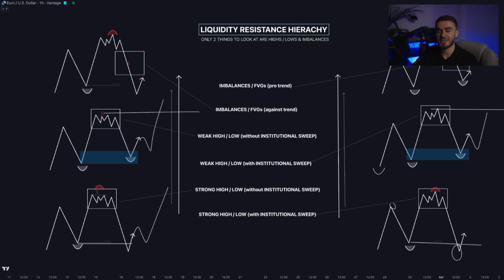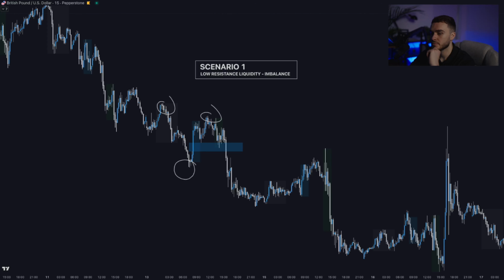So now let's actually get into a live market example. In these live examples, I'm going to give you two scenarios, one with low resistance liquidity and the other one with high resistance. And you could just see how easily price flows into the low resistance as compared to the high. Now the first example is this imbalance.